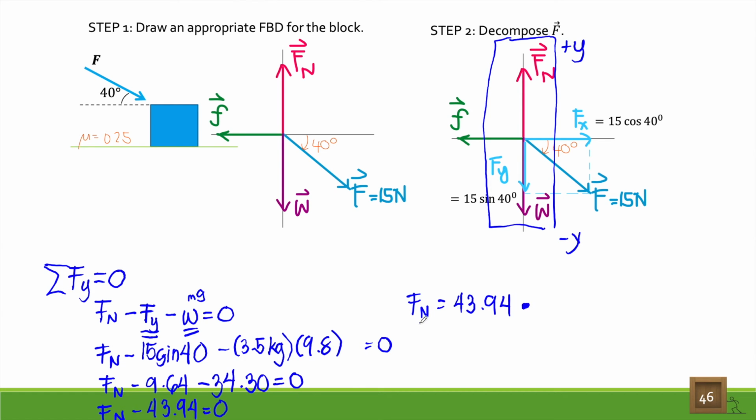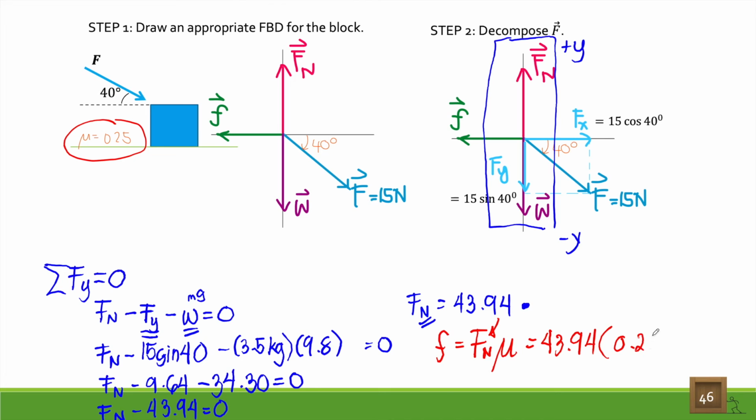Why do we look for normal force? Because friction has a formula of normal force times the coefficient of friction. Now we know that this is 43.94 and we have the coefficient given here, 0.25. So the friction now is 10.985 or simply 11 newtons. So this is our friction.